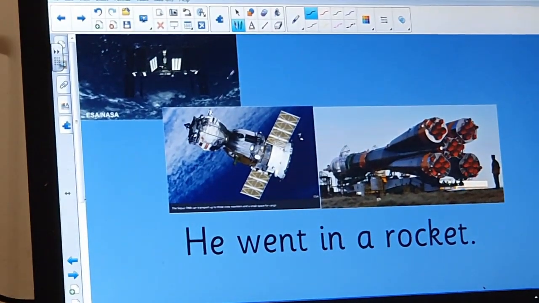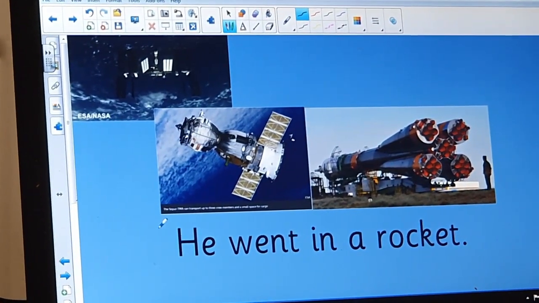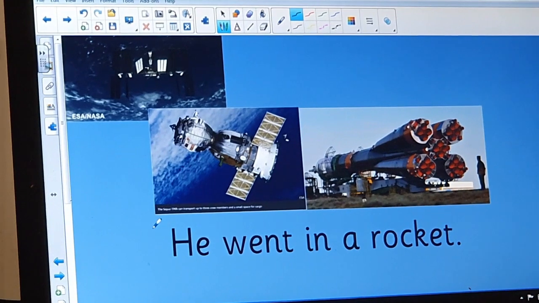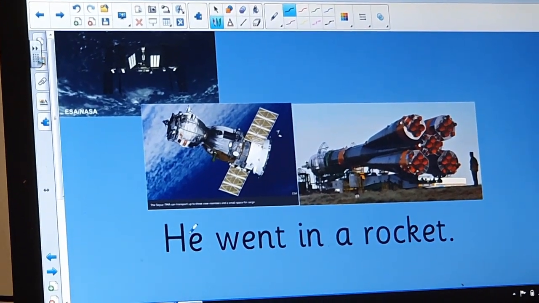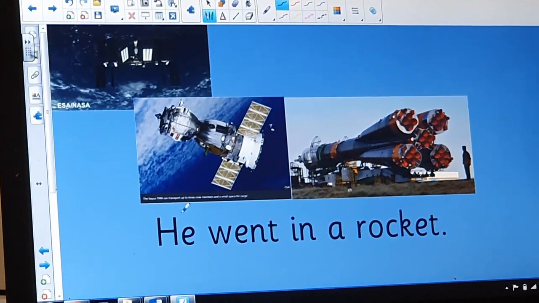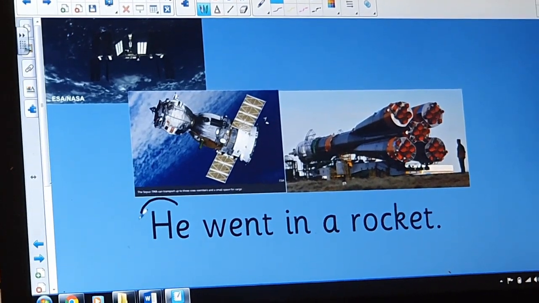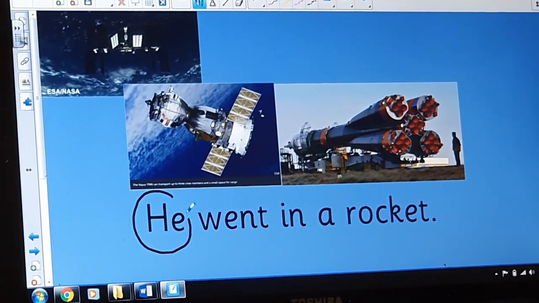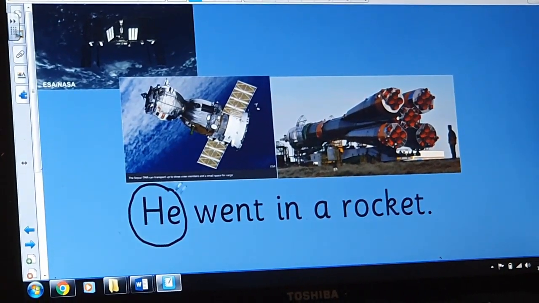Oh, let's read this sentence. I've got another sentence for you. Now remember, if we find a tricky word, we've got to circle it. That's right. Ready? So what's this word? He. Well done. So I'm going to draw a circle around that because I know that that is a tricky word.